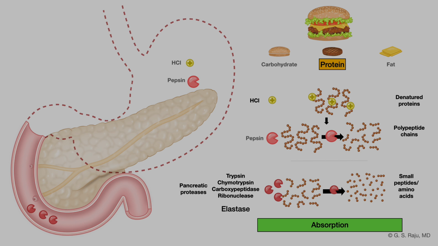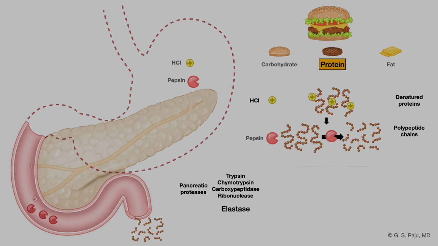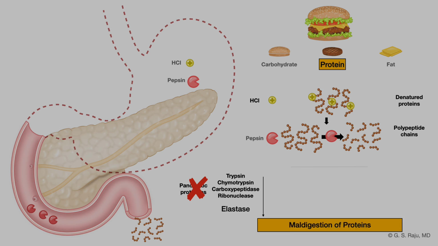So, say for example, the patient has chronic pancreatitis and there is exocrine pancreatic insufficiency, and there's not much pancreatic protease reaching the duodenum, then it results in maldigestion of the proteins. And this maldigestion of the protein results again in some type of bloating and gas, and they can have diarrhea, and they can also have weight loss and muscle wasting.